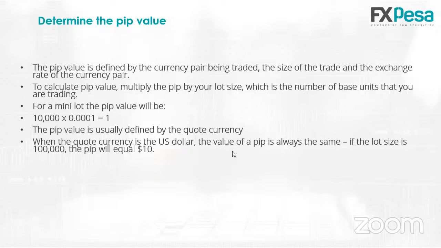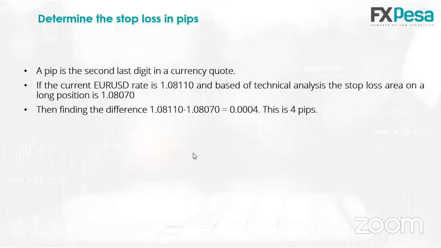For example, if my quote currency was Japanese yen, my pip value of 1 will be 1 Japanese yen. So I'll have to convert it to dollars, the base currency, using the current market rate. So I'll have to multiply this by the current market rate, or divide it rather.